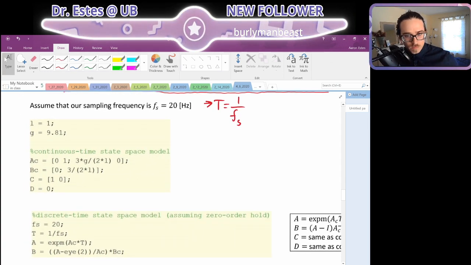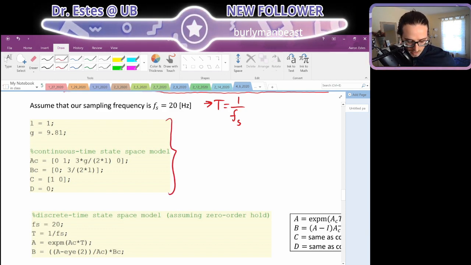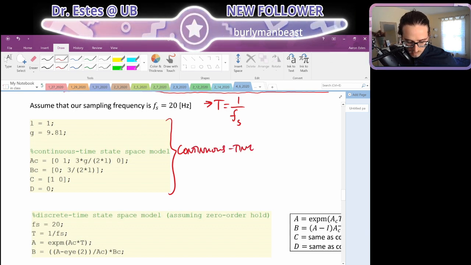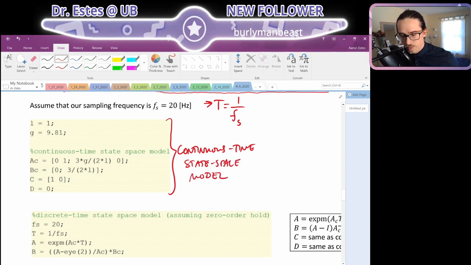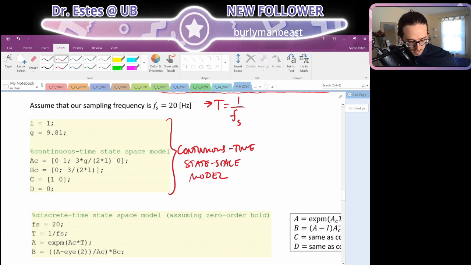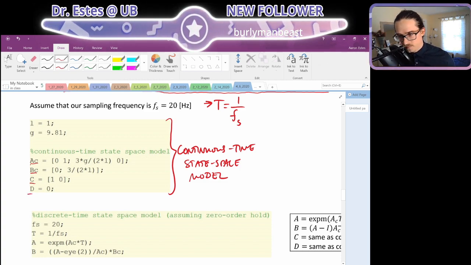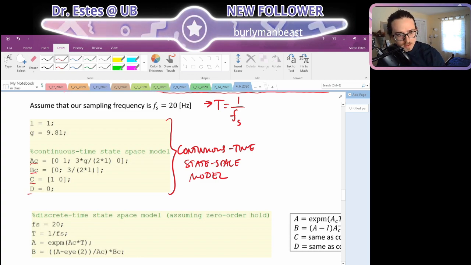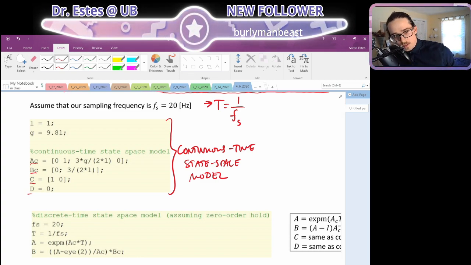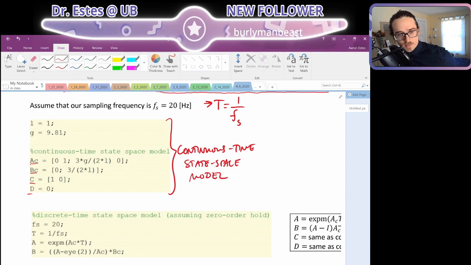All right. So the first step in Matlab is to define your continuous time model. And here I'm just putting in the same equations that we wrote up above. Here's our continuous A matrix, our continuous B matrix, C and D. I don't put a continuous subscript for C and D because it's going to be the same thing for my discrete time model.